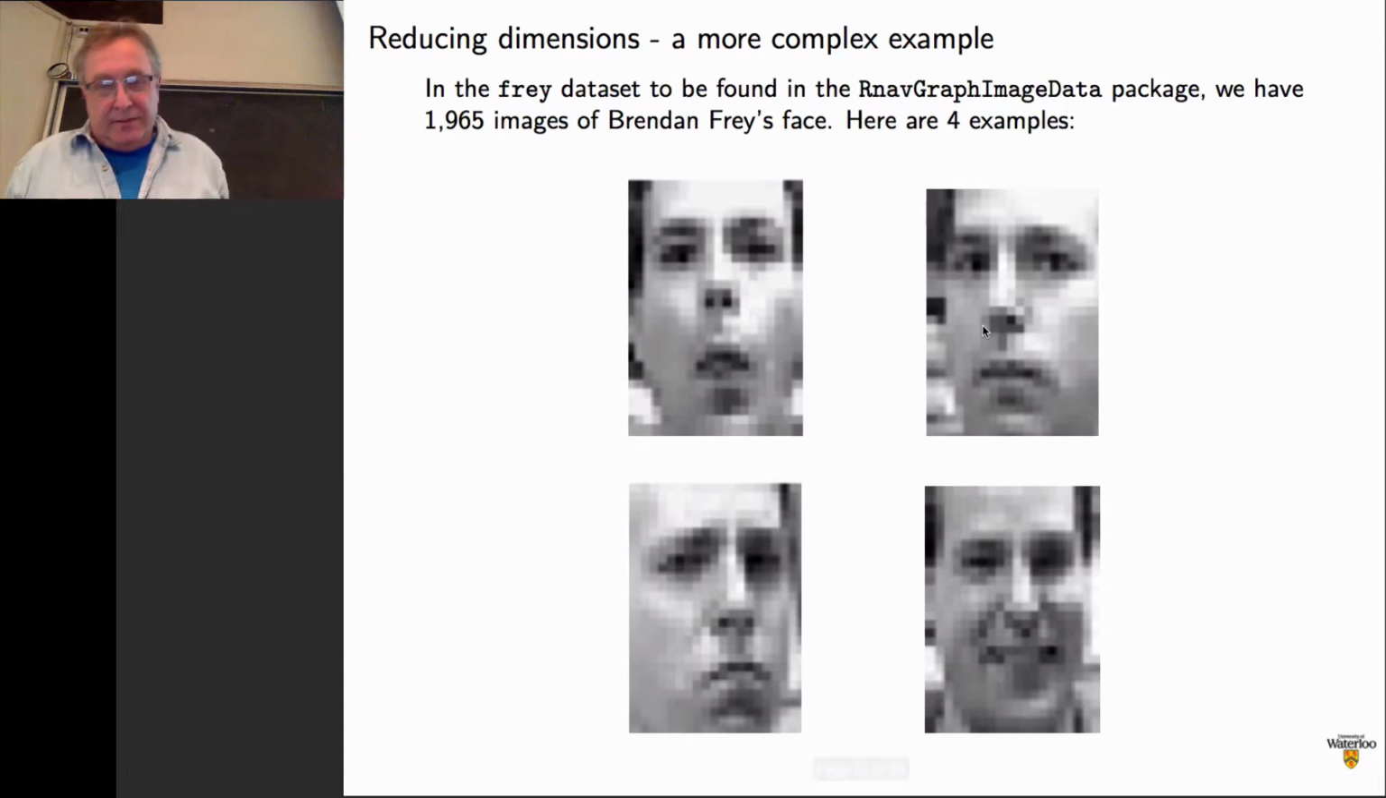So let's look at some data. Here's some data of a fellow named Brendan Frey. He took a bunch of pictures of his face in a film, and he started making faces. So it's data framed around his face, and he's making faces and taking pictures of himself.